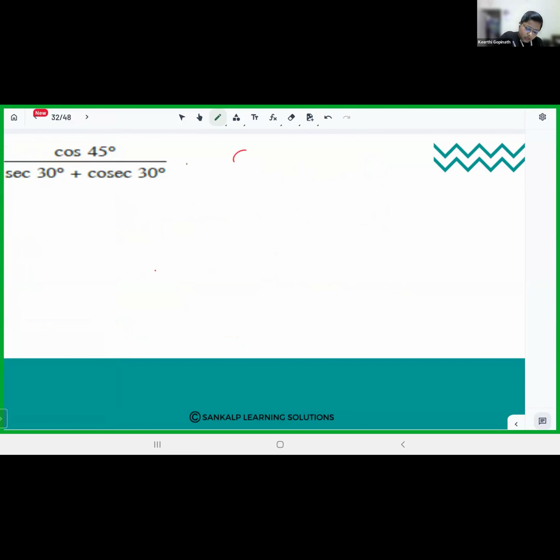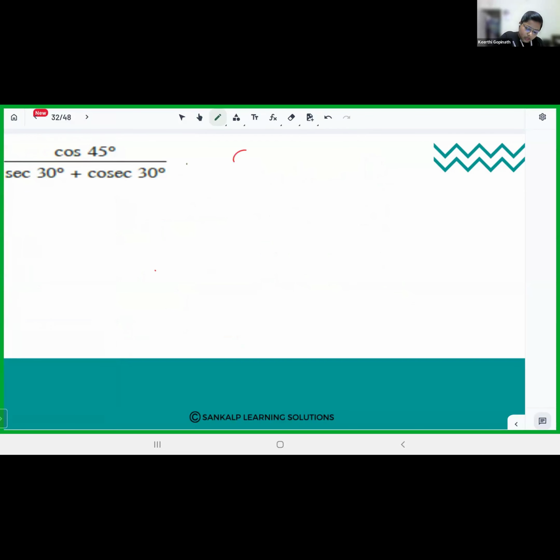Root 3 by 2. So the sec 30 will be, take its reciprocal. It is 2 by root 3. Either you can study by heart the value of sec 30, or you can think it like this. If you are given sec 30, you just think about its reciprocal cos 30. If you are given cosec 30, you just think about its reciprocal sin 30.